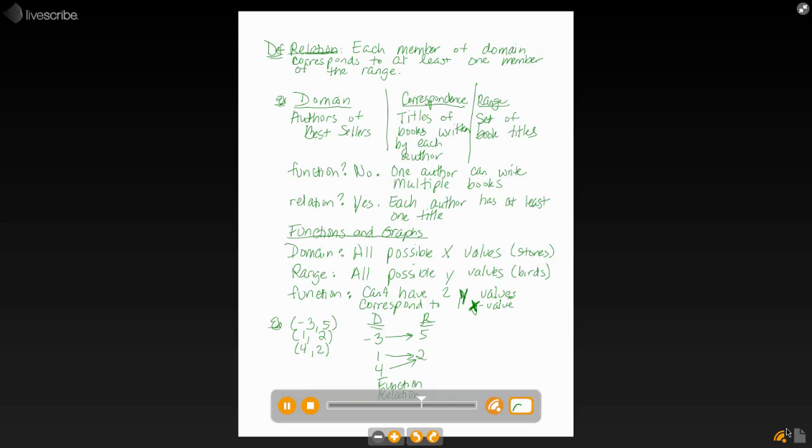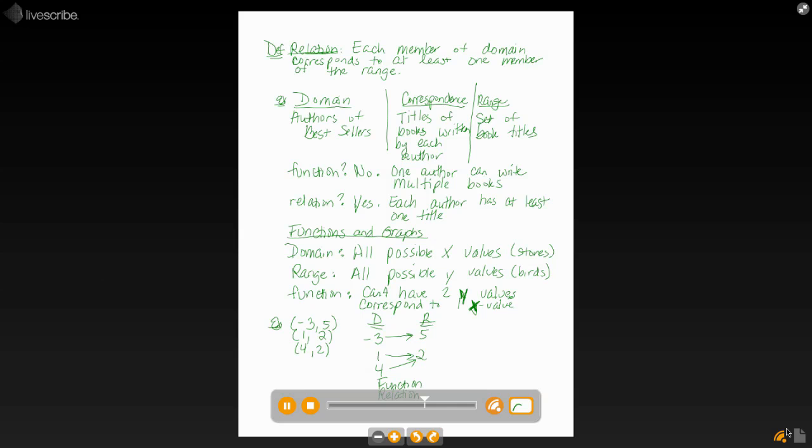Okay. Looking at this graph, for the x value -3, you've only got 1 y value, 5. You don't have -3 comma somebody else. And for this x value of 1, you've only got 1 y value of 2. And for this x value of 4, you've only got 1 y value of 2. You don't have more than 1 y value. You guys see that? You have the same y value twice, but not more than 1 y value for an x. That's what a function is. Okay?